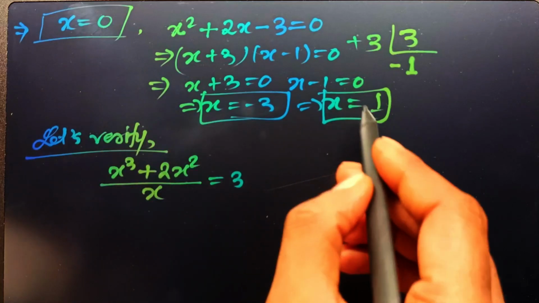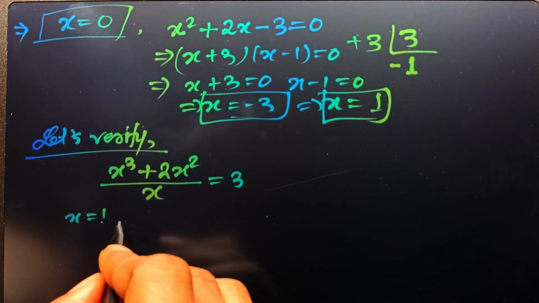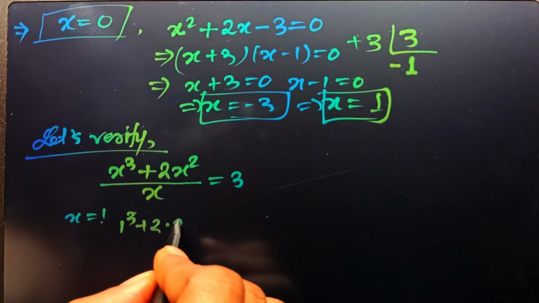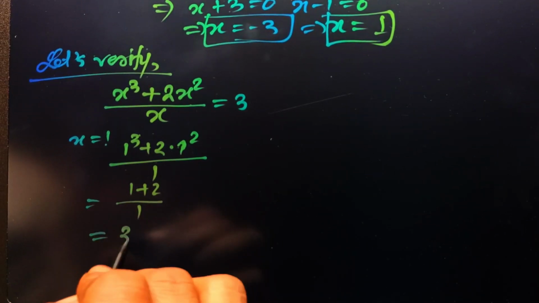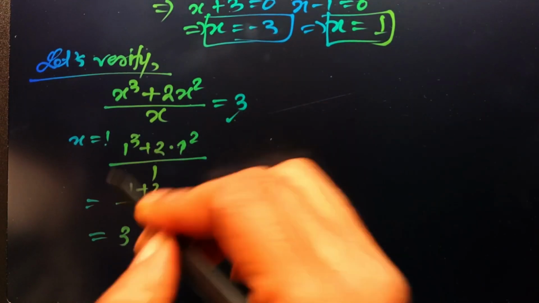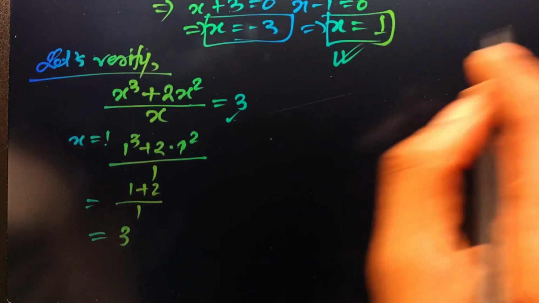First, let us try x equals 1. So if we plug 1 into the left side, we get 1 cubed plus 2 times 1 squared, all divided by 1, which is just 1 plus 2 over 1. And that equals 3, which matches our right-hand side perfectly. So x equals 1 is definitely a valid solution.